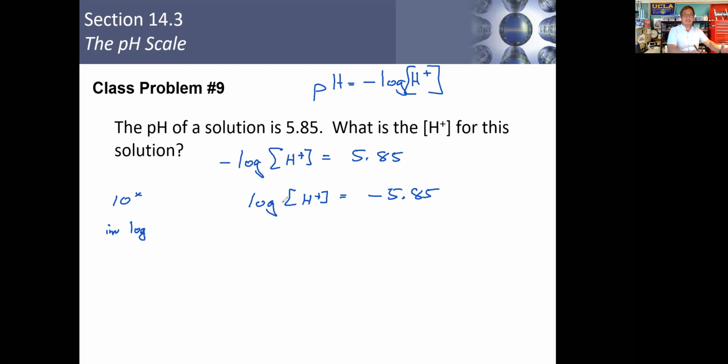Basically what you're doing is dividing by the log, if you want to think about it that way. You're dividing by the log in order to get the hydrogen ion concentration. So to get the hydrogen ion concentration, you're basically raising 10 to the x, where x is negative 5.85. Make sure you keep that in mind. It has to be negative 5.85. And then if you punch that into your calculator, let me do that real quick for us. Just to have you take a look at that inverse second function log.